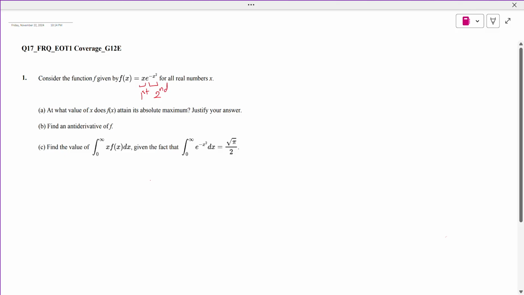Differentiating this function is done by applying the product rule. To apply the product rule, you need to differentiate the first, leave the second, plus leave the first, differentiate the second. So differentiating the first will be 1, and then we leave the second, plus leave the first, and then differentiate the second. The derivative of e raised to negative x squared is minus 2x times e to the power of minus x squared. So this is the derivative of f of x.